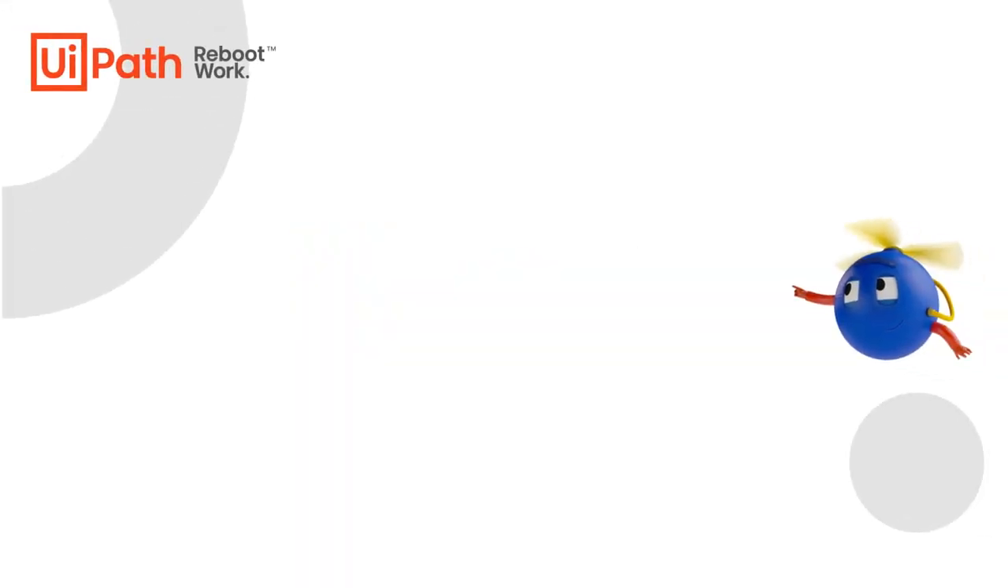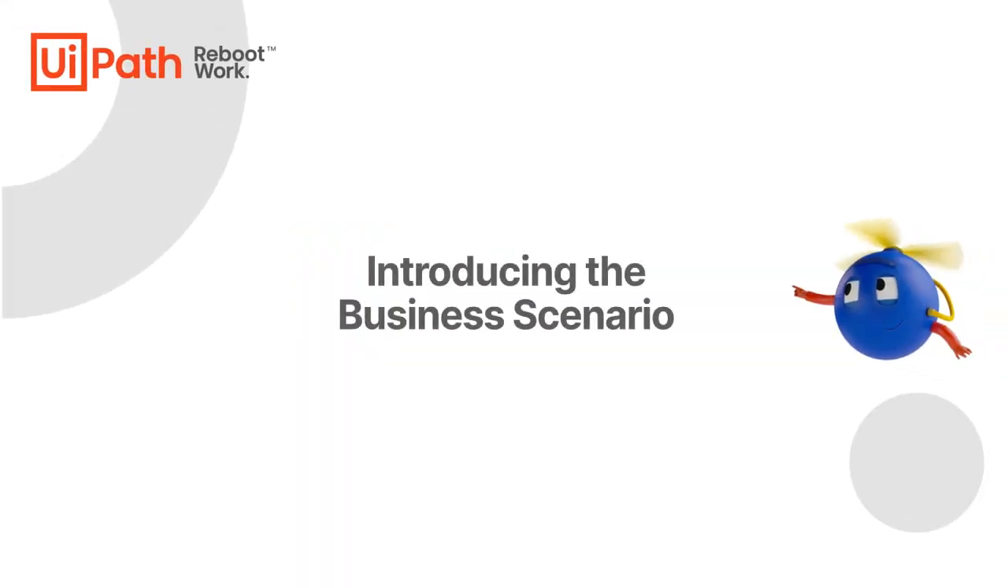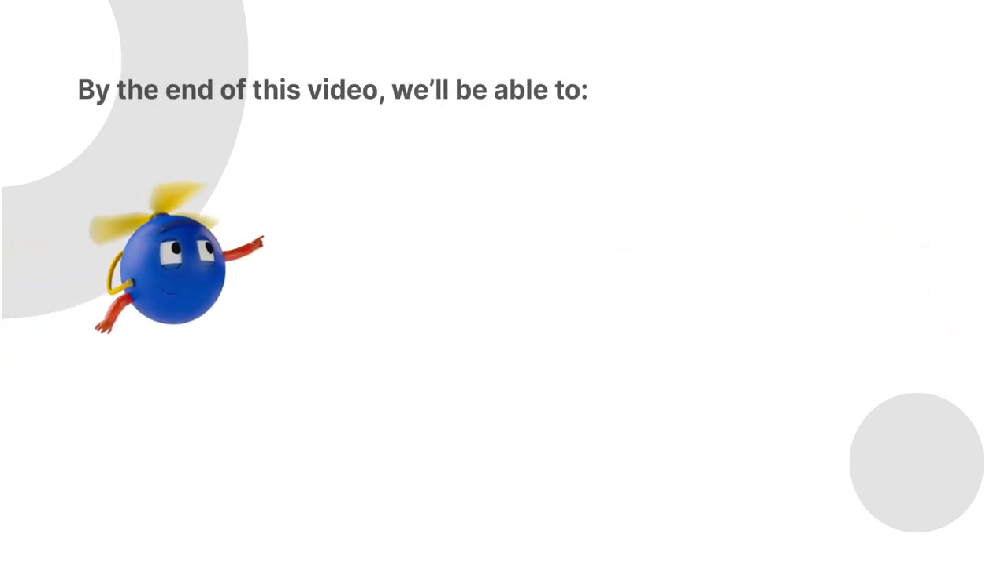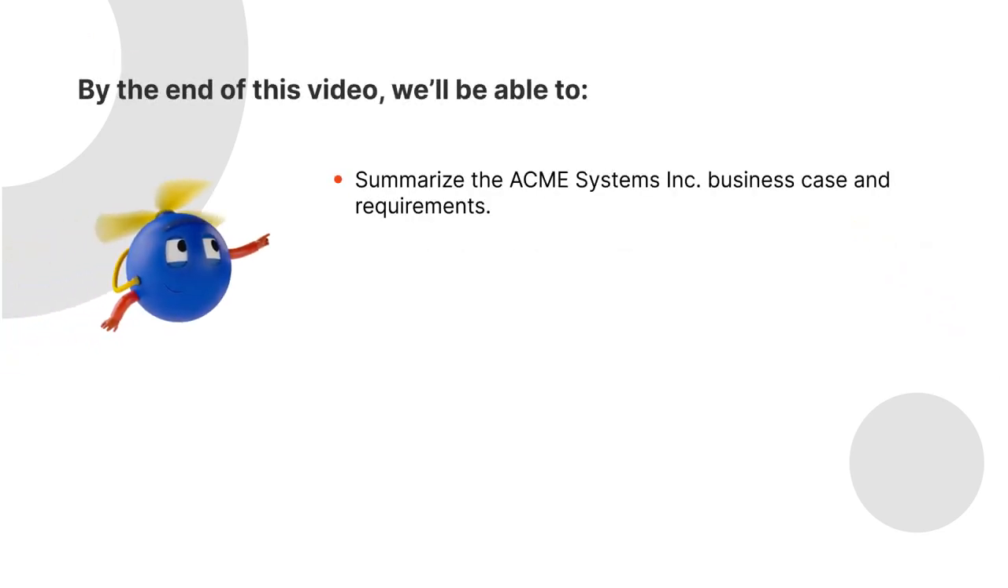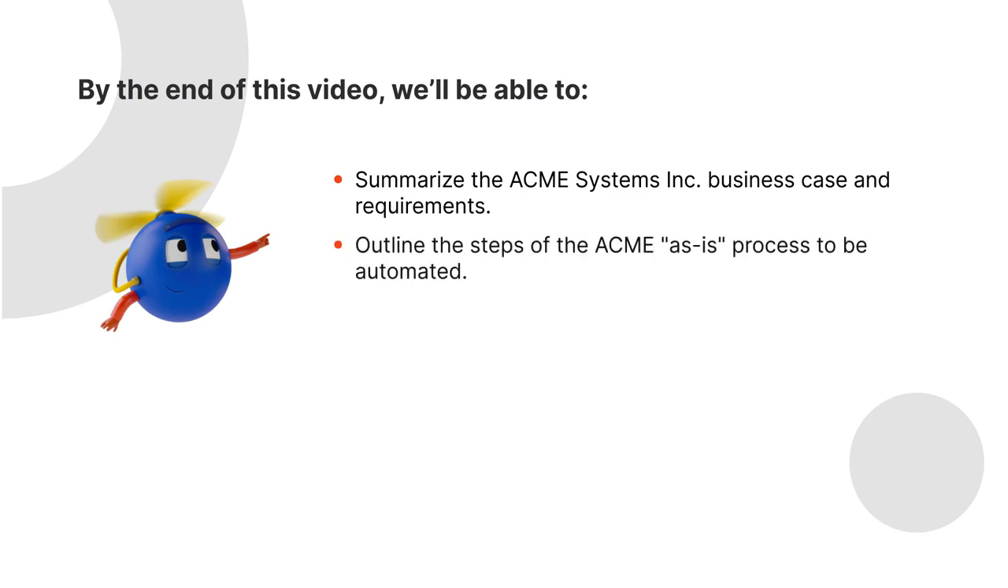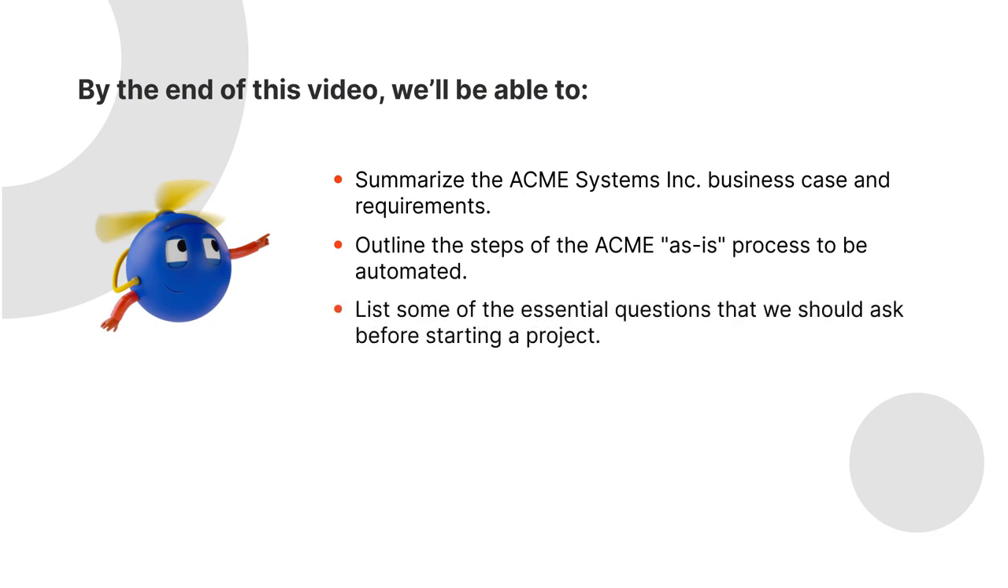Hello and welcome. In this video, we'll look at a business scenario that we'll be using throughout our course to apply the UiPath automation implementation methodology. We'll summarize the Acme Systems Inc. business case and requirements, outline the steps of the as-is process to be automated, and list some of the essential questions that we should ask before starting a project.